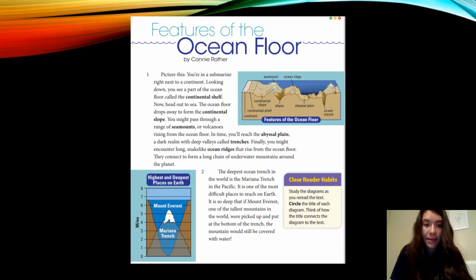On the bottom is a picture of the highest and deepest place on Earth. I remember that they said the Mariana Trench is so deep that Mount Everest would still be covered by water if it was put inside of it. So I can see how the visuals and the text support each other.